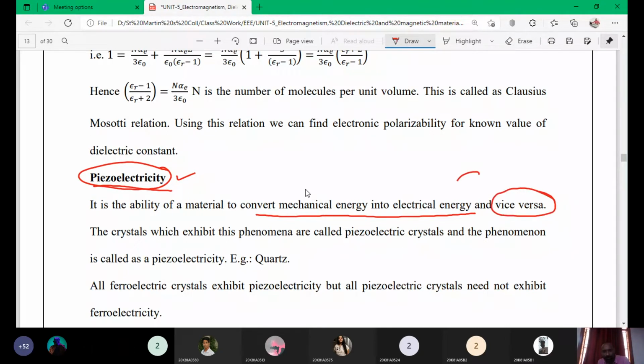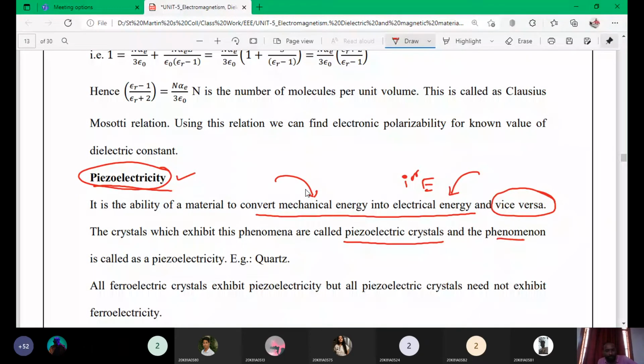That means if you apply some electric field, that will convert into mechanical energy, or if you apply some mechanical energy, that will convert into some electrical energy, that means electric field or current or something like that. So some dielectric materials behave like this. Whatever material exhibits this property, we call that material a piezoelectric crystal, and the phenomenon we call piezoelectricity.